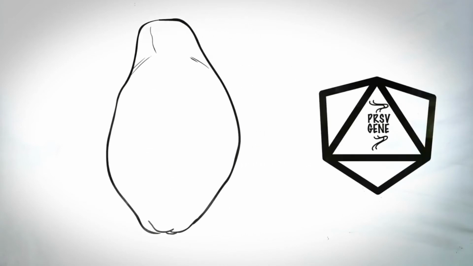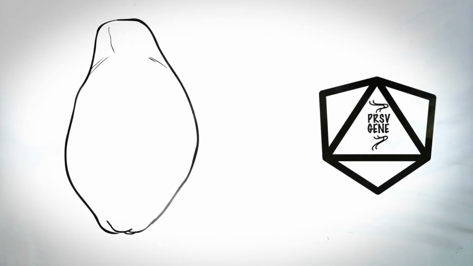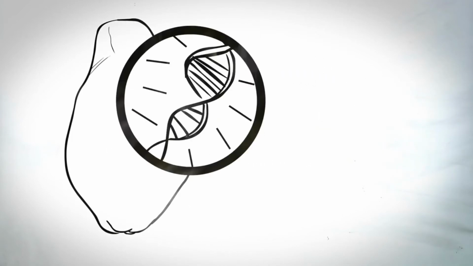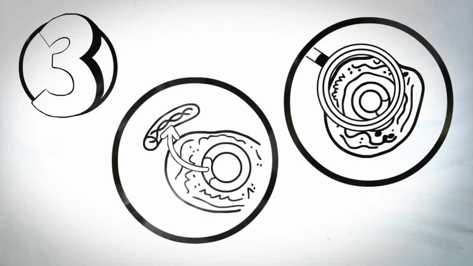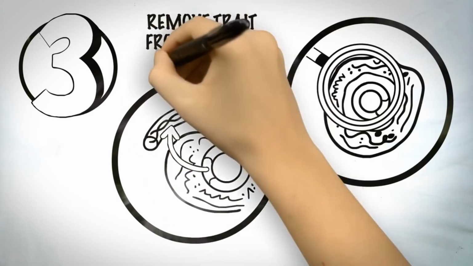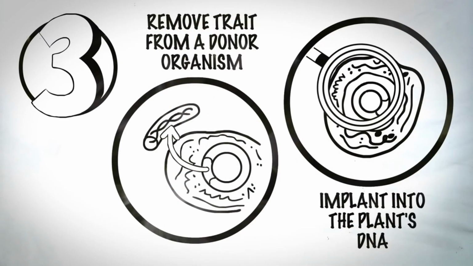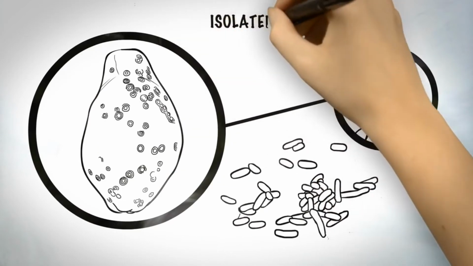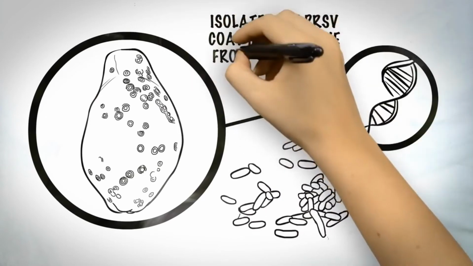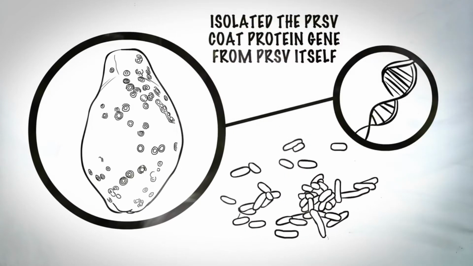If they could insert a copy of this gene from the virus itself into the papaya's genetic makeup, the plants would be protected. Step 3. Copy the trait from a donor organism and implant it into the plant's DNA. Researchers isolated a PRSV gene from the virus itself. Then they needed a way to get the genetic material into the papaya plant's own DNA.